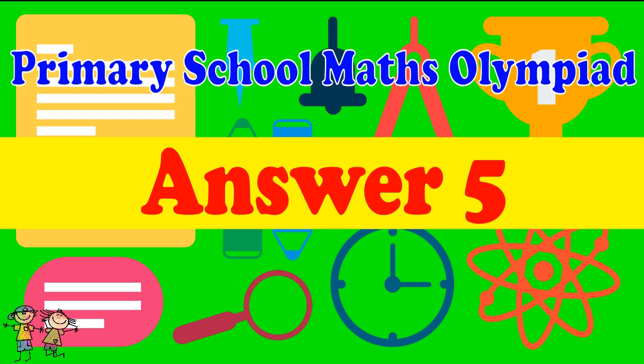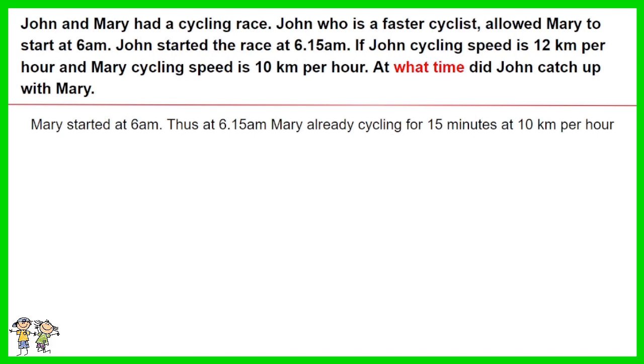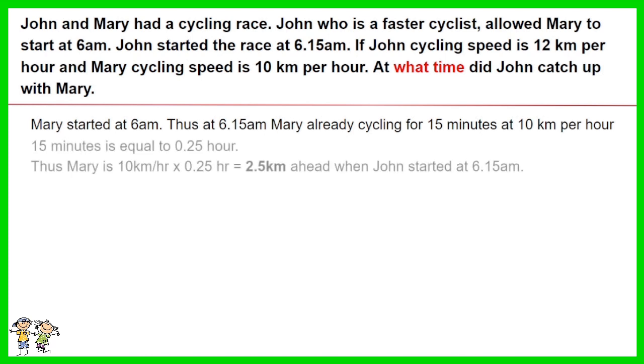Answer for question 5. Since Mary started at 6 a.m., at 6:15 a.m. Mary was already cycling for 15 minutes at 10 kilometers per hour. 15 minutes is equal to 0.25 hour. Thus Mary was 2.5 kilometers ahead when John started at 6:15 a.m. The 2.5 kilometers is derived by 0.25 hour multiplied by 10 kilometers per hour, which is the speed of Mary.